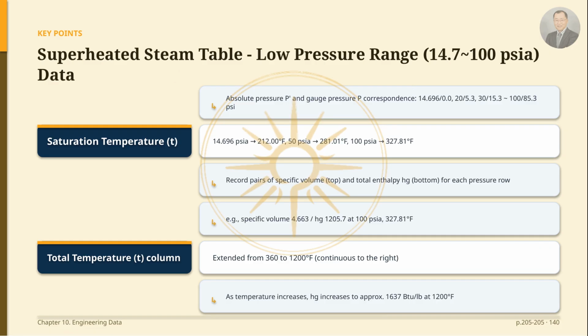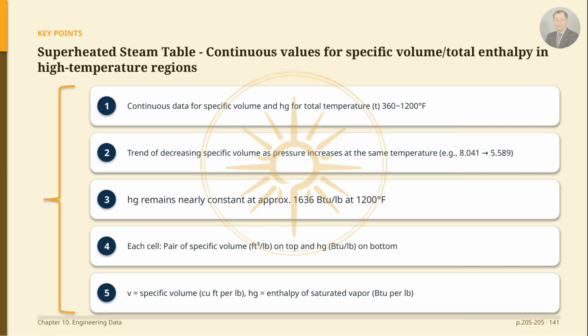For instance, at 100 Ia, the specific volume is 4.663 and the total heat is 1,205.7. Moving horizontally, the total temperature T ranges from 360 to 1,200 degrees, showing that even at the same pressure, increasing the temperature can raise the total heat to approximately 1637 BTU per lb at 1,200 degrees. This part introduces the continuous values for specific volume and total heat in the high-temperature region of the superheated steam table. Continuing from the previous page, each cell from total temperature 360 to 1,200 degrees is filled with a pair consisting of specific volume on top and total heat, Hg, on the bottom.